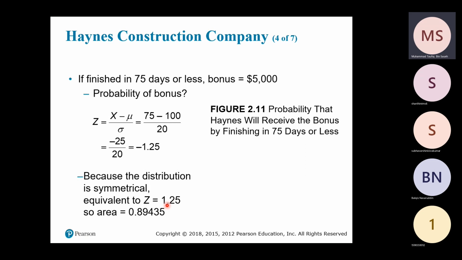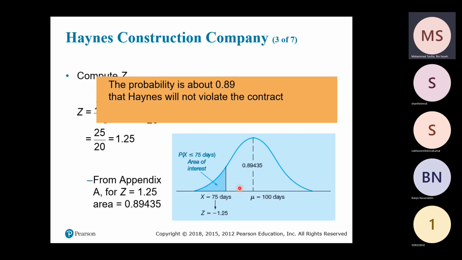So again, now you have to calculate the z value first. The z value is x minus mu divided by standard deviation. The x value is 75 days, the mean value is 100, and the standard deviation is 20. Then you will get 75 minus 100 is minus 25, divided by 20, which gives minus 1.25. So here is the area that you want to calculate. You want to complete the job in 75 days or less.